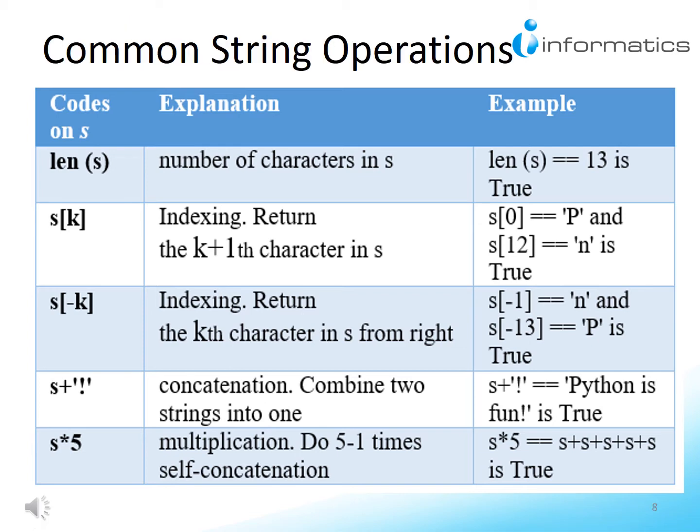Concatenation. The plus operator is overloaded to represent string concatenation, which combines two strings into one. For example, s + '!' concatenates s with an exclamation mark and returns 'Python is fun!'. Multiplication. Self-concatenation of a string with itself many times, such as s + s + s + s + s, can be simplified to s * 5. Note that s * 5 does 5 - 1 equals 4 times self-concatenation.